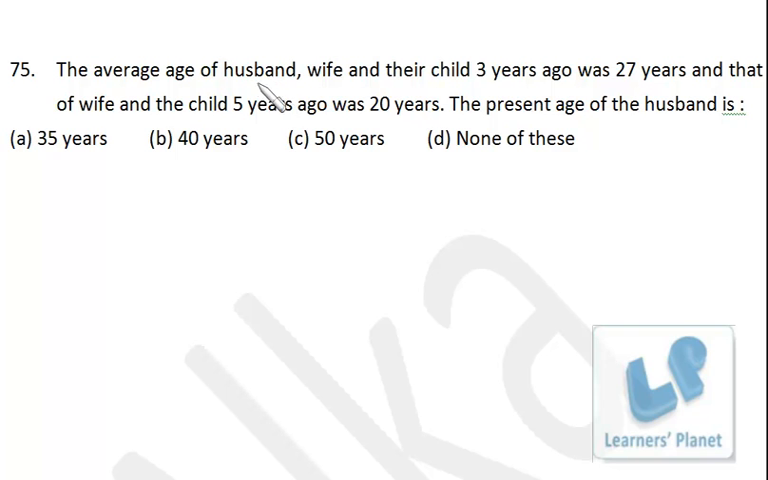Now, the average age of a husband, wife and their child 3 years ago was 27 years, and that of the wife and the child 5 years ago was 20 years. The present age of the husband is?